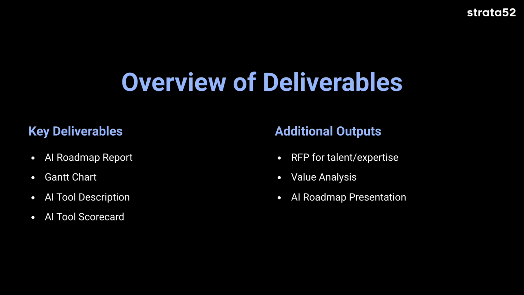Typically, the final deliverables will include an AI roadmap report. And inside of that AI roadmap report, you'll have a Gantt chart, which is a prioritized list of AI opportunities, complete with a start and launch date, because some of these AI projects will take development time. So you'll have a start and a launch date, and sometimes you might have a few months of development that's required.